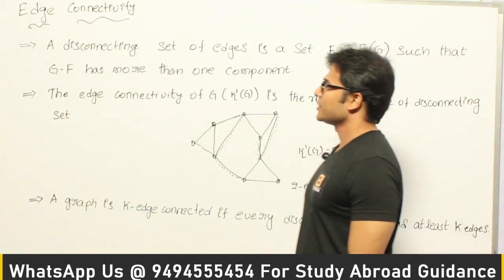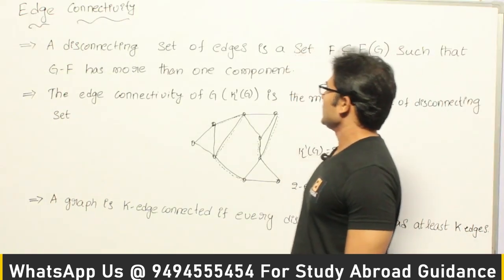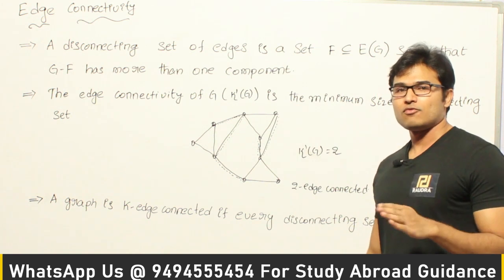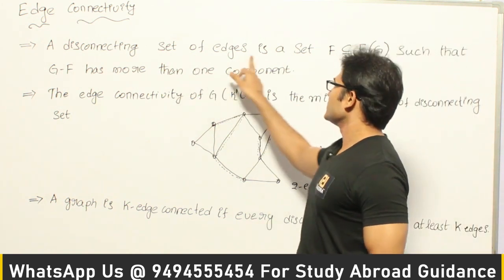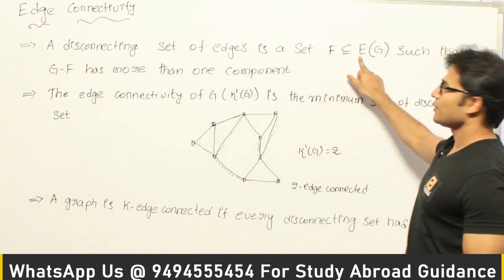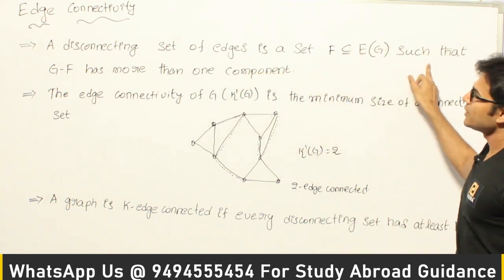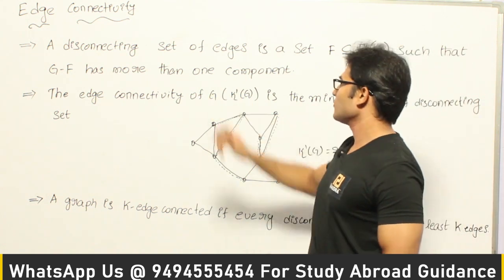Now let's look at edge connectivity. Similar to the vertex cut, we can talk about the edge cut. A disconnecting set of edges is a set F, a subset of E of G, such that G minus F has more than one component.